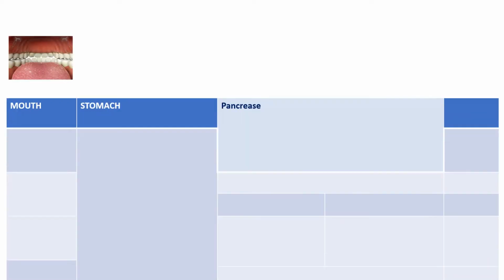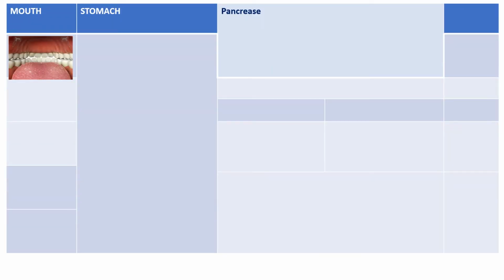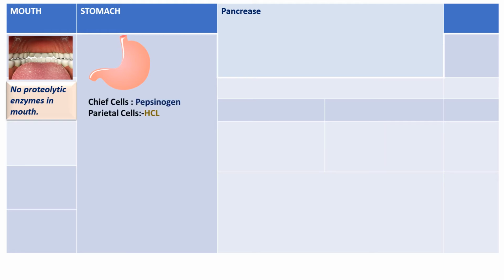Then here you can see this is the mouth. This is your buccal cavity where the protein enters. But here there is no proteolytic activity. In the mouth there is no enzyme, so there will be no proteolytic activity. Then the protein enters into the stomach, and here the digestion process starts.